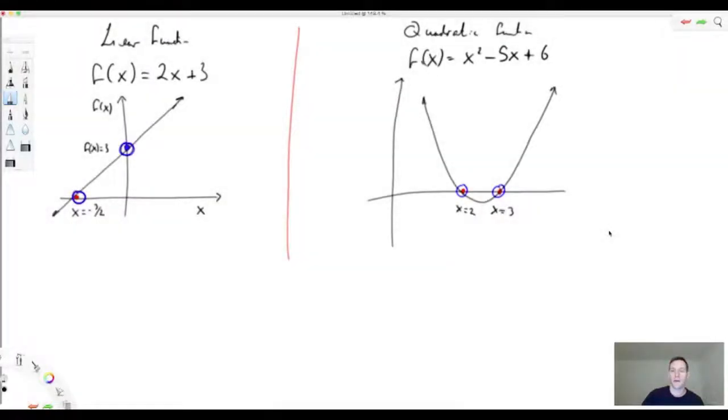Hi, in the last videos I talked about functions. I explained what a function was, I gave examples of functions, then I talked about plotting functions and finding the roots of functions. Now I want to give a simple real world example of what a function is and how it can be applied.